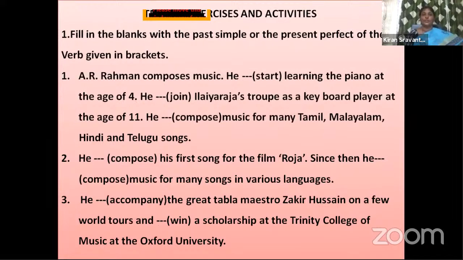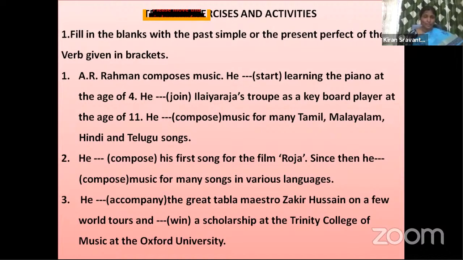And these are also your textual exercises. So coming to the first one, A. R. Rahman. Fill in the blanks with the past simple or the present perfect of the verbs given in brackets. A. R. Rahman composes music. Then he started learning the piano at the age of 4. Then he joined Ilayaraja's troupe as a keyboard player at the age of 11. Then he has composed music for many Tamil, Malayalam, Hindi, and Telugu songs.